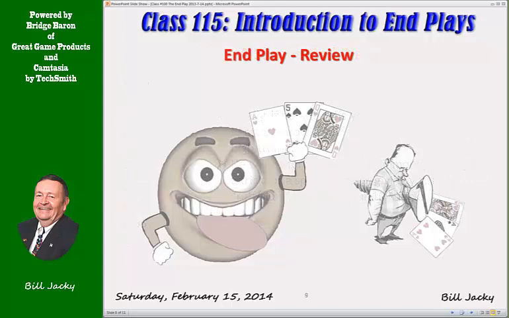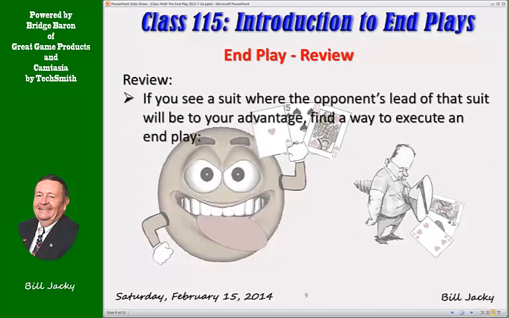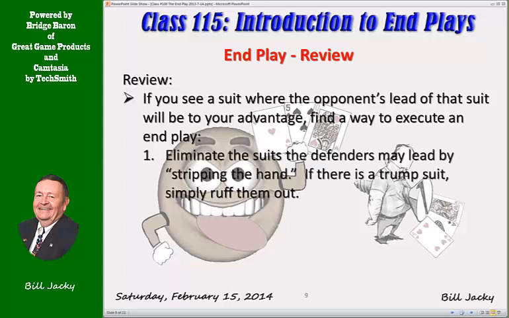Let's review the process. If you see a suit where the opponent's lead of that suit will be to your advantage, find a way to execute an end play, which means eliminate the suits the defenders may lead upon getting the lead by stripping the hand. If there's a trump suit, a ruff and a sluff fits the bill.